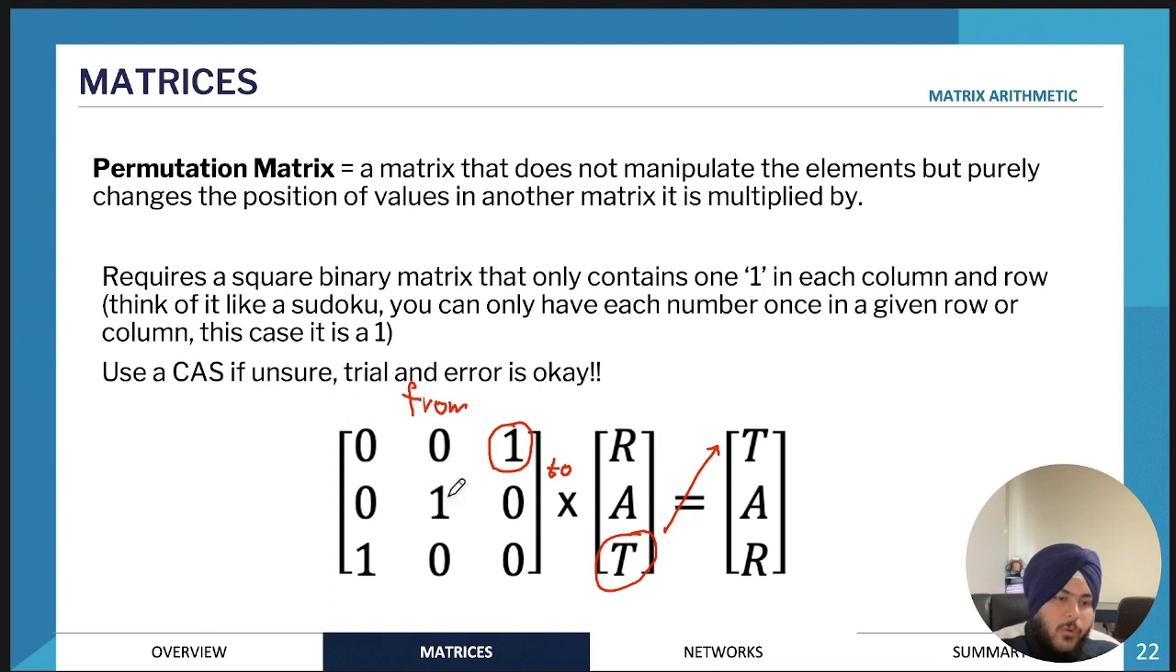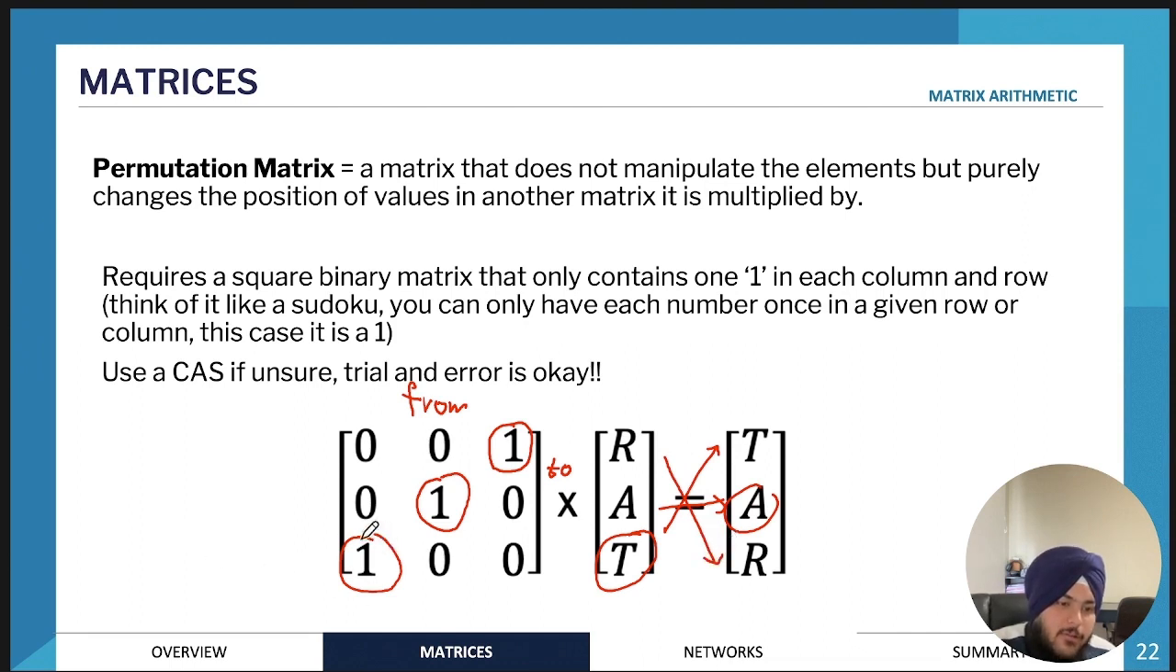Similarly, we have 0, 1, 0. So 1 is in the middle, or in the second column. So therefore, A would be placed in the second row of the new matrix. So it will retain its position. Whereas for this one, in the third row, we have 1 in the first column. So therefore, R will be placed in the third row instead.